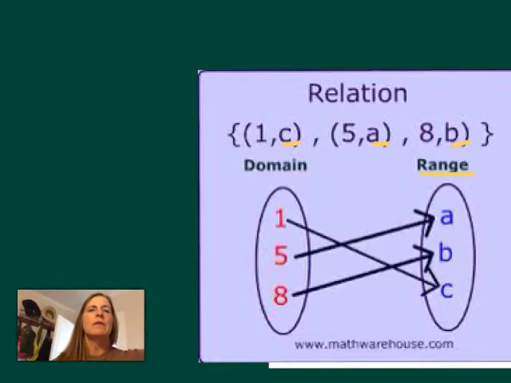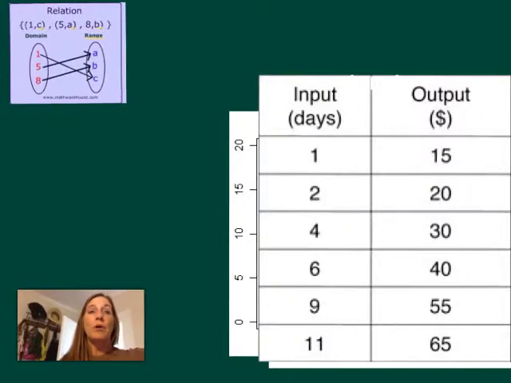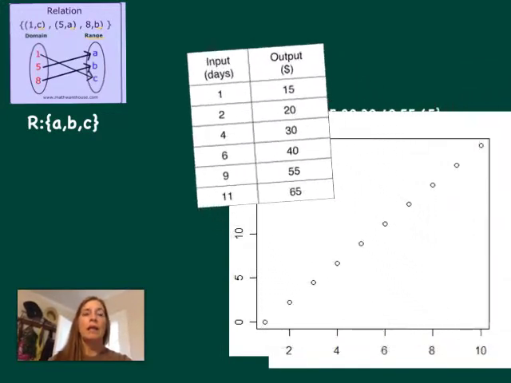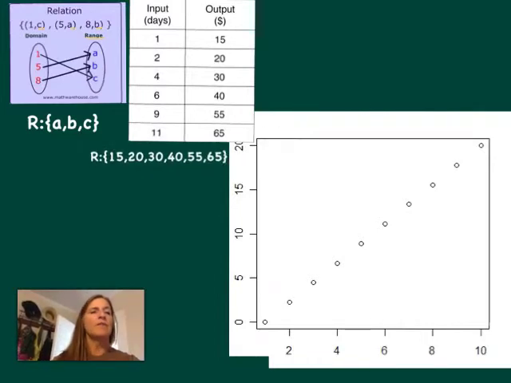On the mapping and the ordered pairs, now we're going to use the range capital R colon. The range is written in proper order. Notice that I went R colon A, B, C, not necessarily in the listed order of the problem here. On the table, the range is 10, 20, 30, 40, 55, and 65.